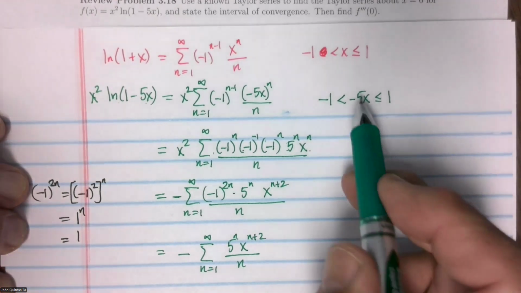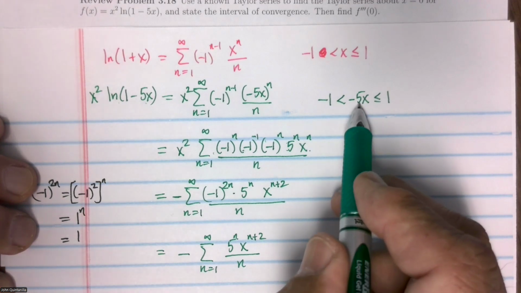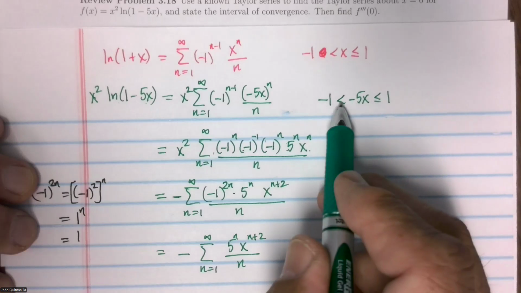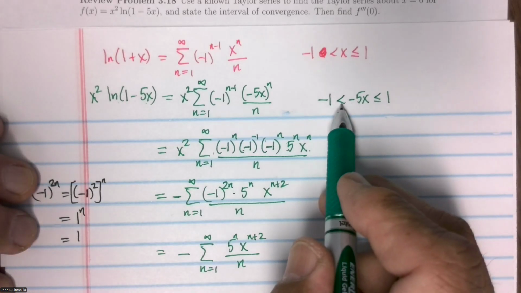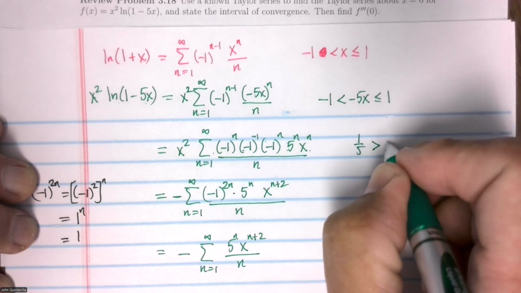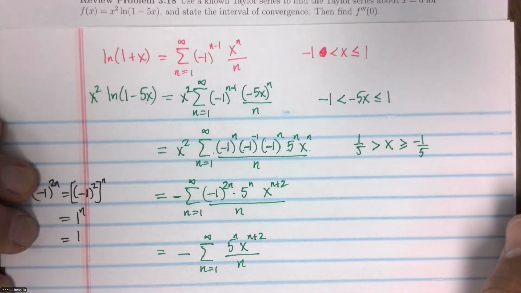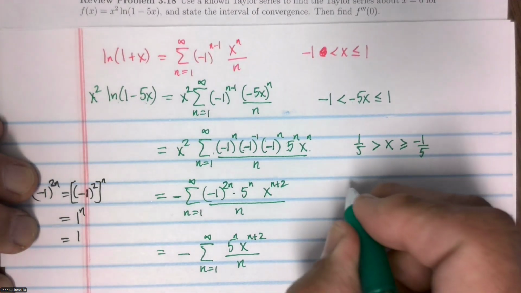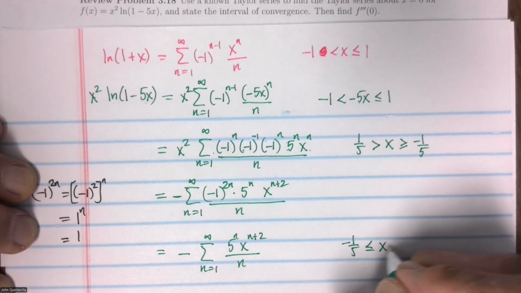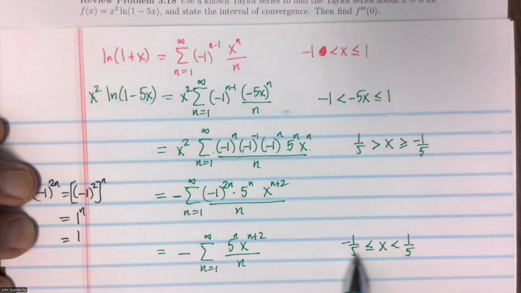Now let's work out the interval of convergence, which means I need to isolate x here. To isolate x, let me divide everything by -5. When I divide by -5, the inequality changes directions, so I have to flip it. Dividing by -5, I get 1/5 is greater than x is greater than or equal to -1/5. Or alternatively, -1/5 is less than or equal to x, which is less than 1/5. And so that is the interval of convergence.